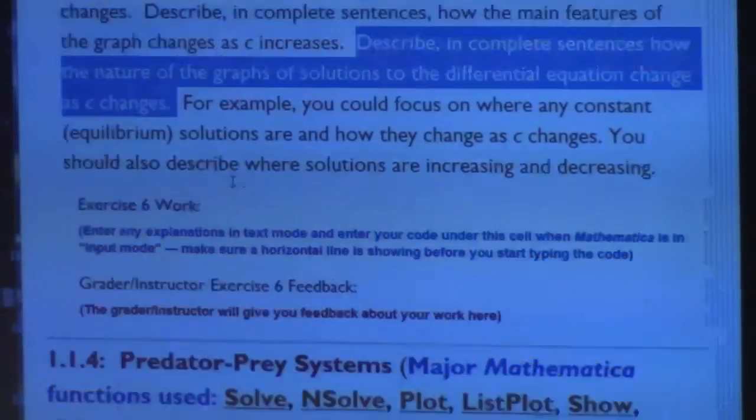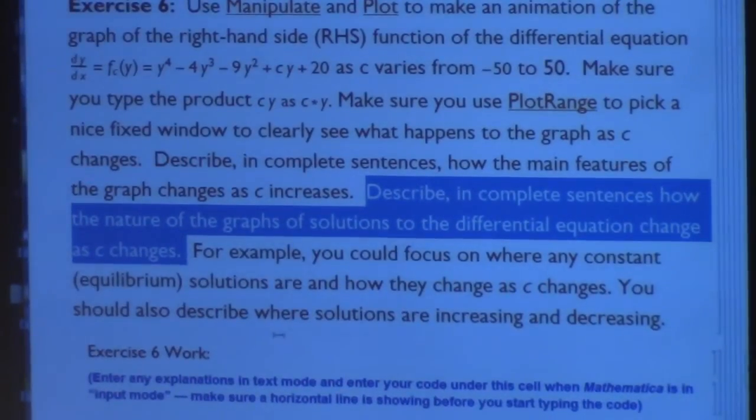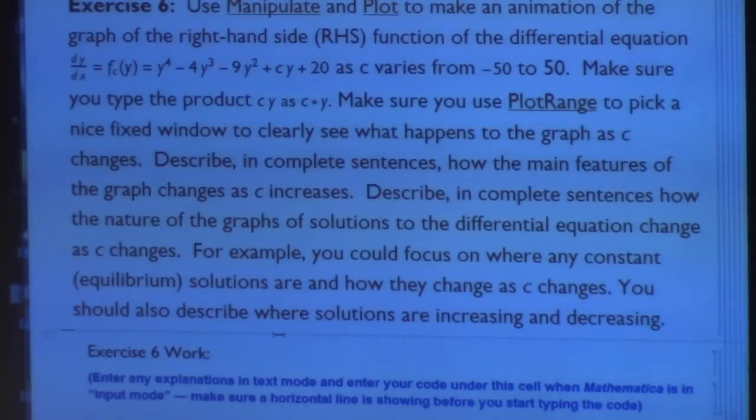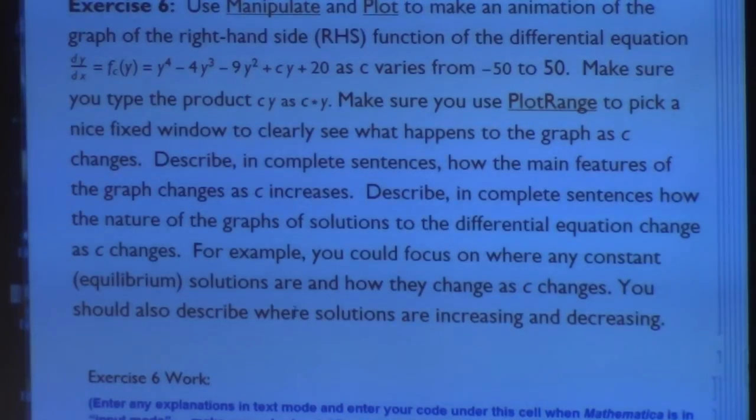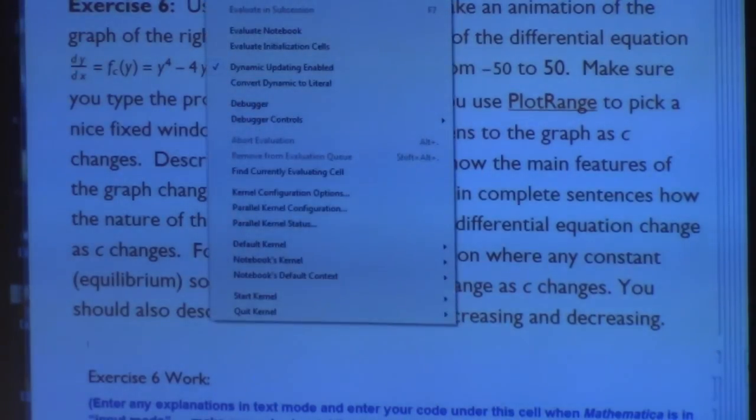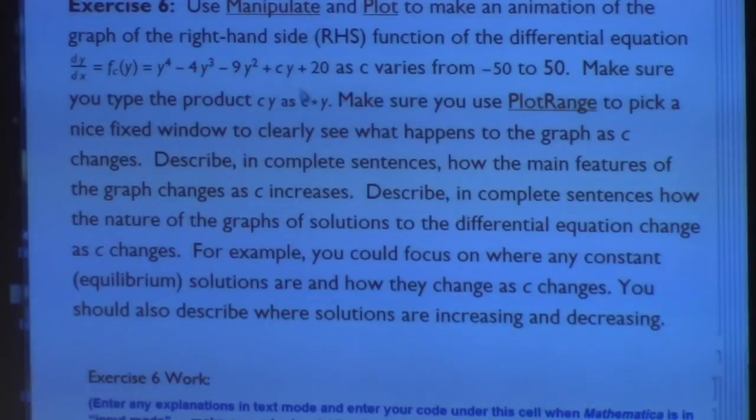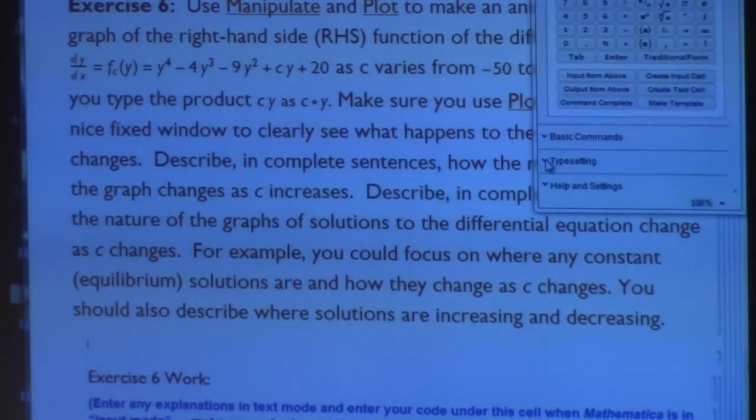So let's go ahead and do this to a certain degree here in class. Do I need to define a function here? Do I need to define f sub c of y? No, you don't have to. You could just type it in as is into the plot. However, to illustrate how to actually type the function, I'll go ahead and do it.